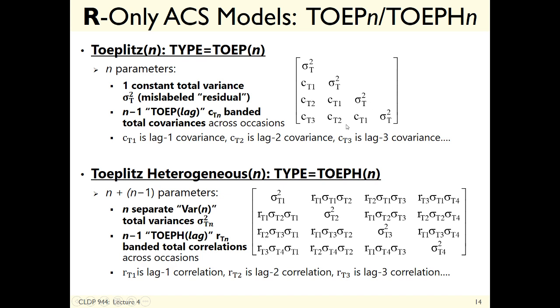1, 2, 3, 4. I'm going to say diagonals. Like this is the first diagonal, and this is the second, and the third, and the fourth. That's what that refers to. You can have fewer than that estimated, but you can't have more. So we'll see reduced n models coming up later.